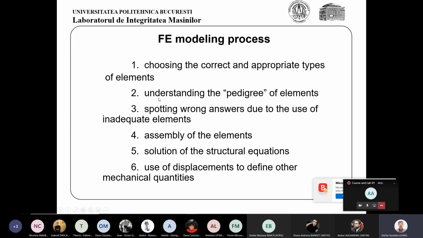If you use the finite element codes, you will see that there we have a lot of finite element types, and we don't know all about these element types, but you must understand that it's very important to read something and to understand minimum information if you want to use the elements. So it is something as a pedigree, for spotting wrong answers due to the use of inadequate elements.